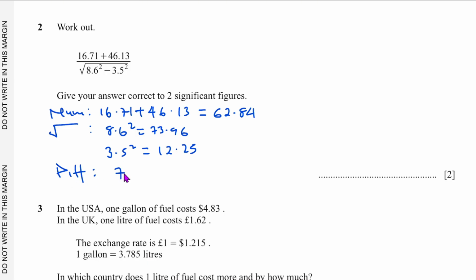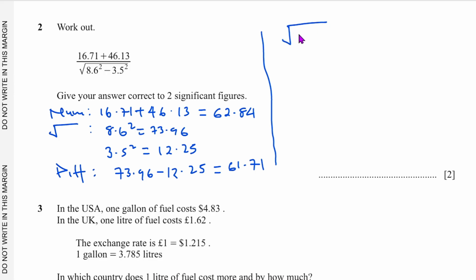So that will be 73.96 minus 12.25. And then that difference will give us 61.71. We now get the square root of that difference. So when we get the square root of 61.71, that is approximately 7.856.